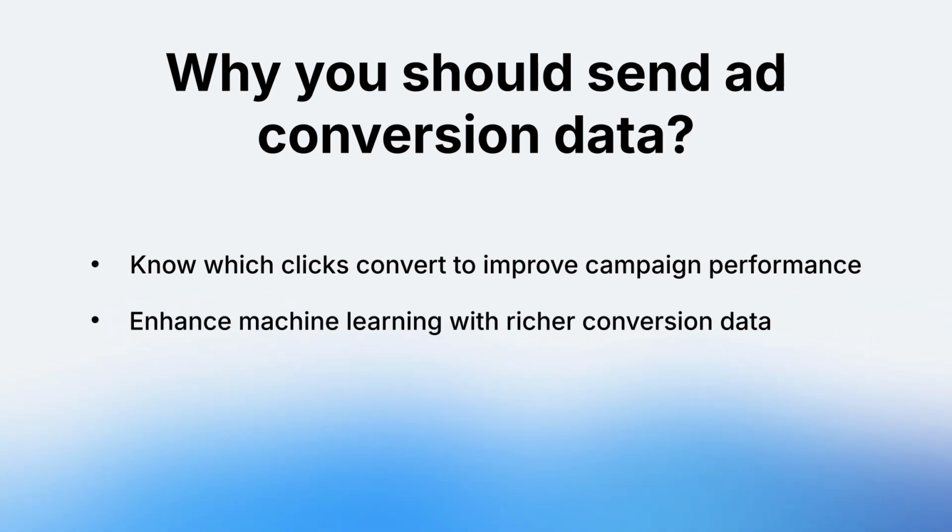Another reason is that sending such conversions is crucial for campaigns such as Performance Max, which is an example of an AI-powered campaign. For Google to learn and improve performance, the more data points Google's AI has, the better the performance of such campaign types.